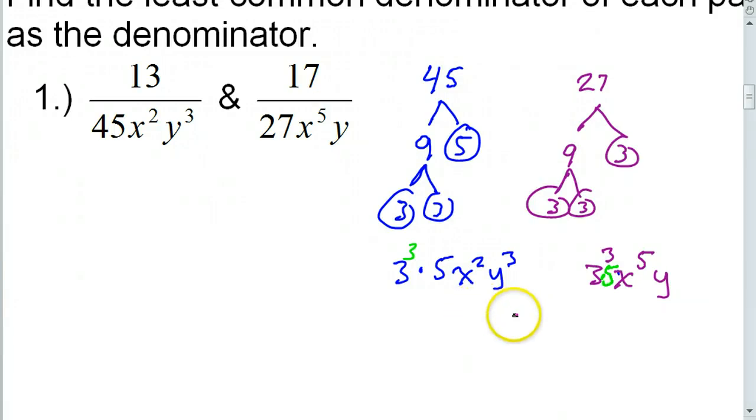Now I look at the x's. What am I going to do with the x's? On the blue side, I'm going to make this be a 5. The purple has x to the fifth power. The blue has x squared. I have to go with the more. I can only add more. I can't take anything away. So I'm just going to erase this 2 and make it a 5 instead. So they'll be the same. You can only increase. What about the y's? On the purple side, make it 3.